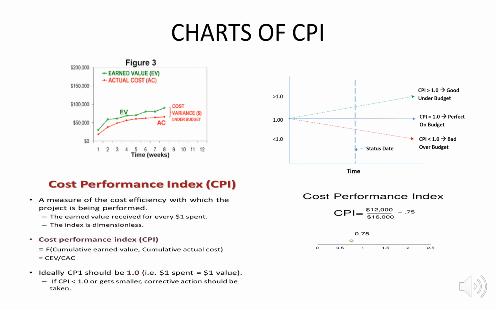This is the cost performance index, CPI: $12,000 divided by $16,000. So $12,000 is the earned value and $16,000 is the actual cost. So how we find the index here is 0.75, that is less than 1.0, so that is over the budget.